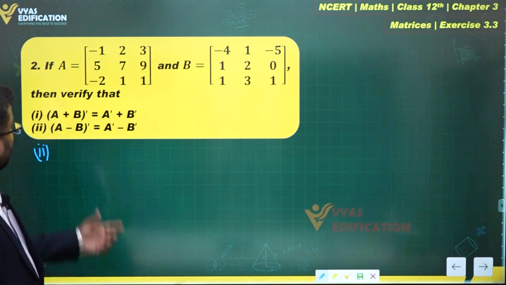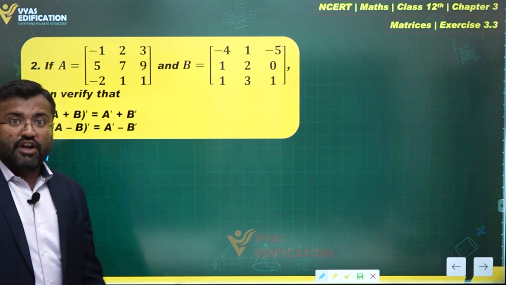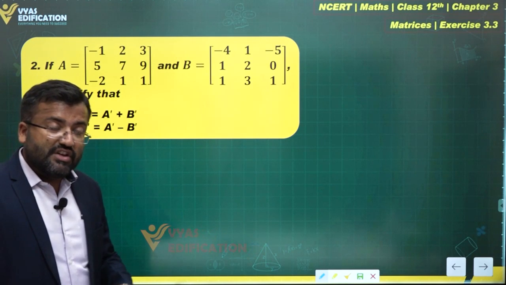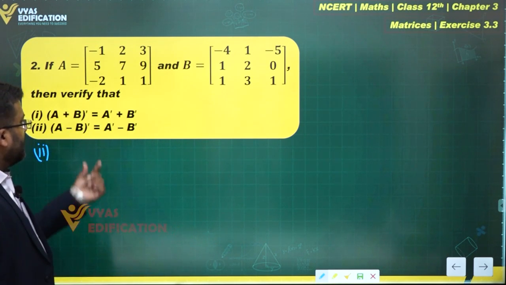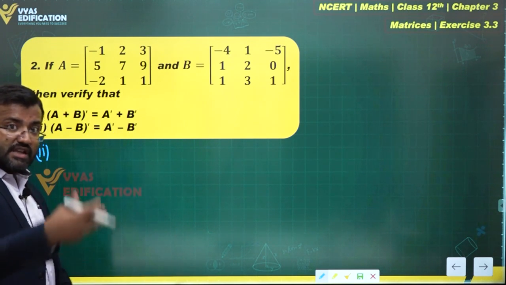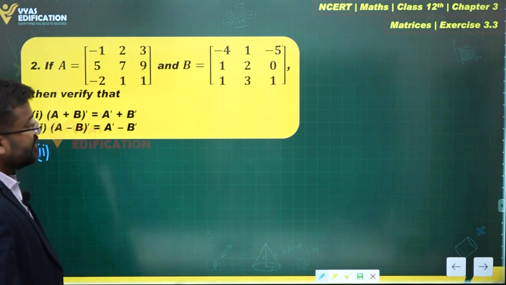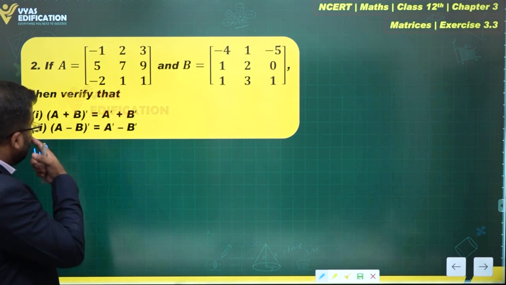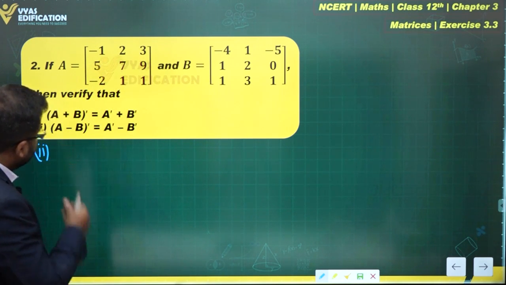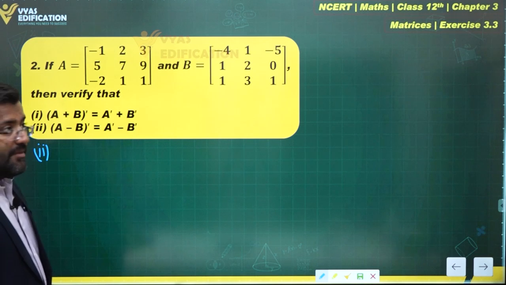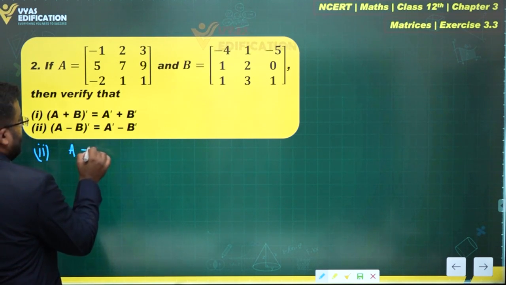What does the second part say? We are supposed to find A minus B first of all, and we are supposed to take the transpose of that A minus B. That will further be equal to A transpose minus B transpose as per the question given there. So we are supposed to verify that this is equal to this. Okay. And how do we do that? We'll find A minus B first, right? Let's find A minus B.